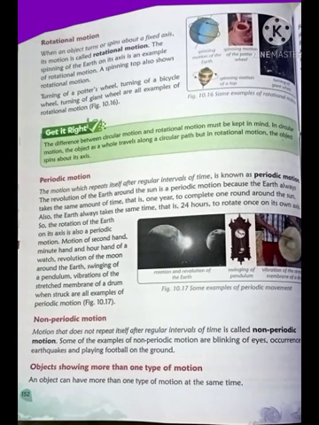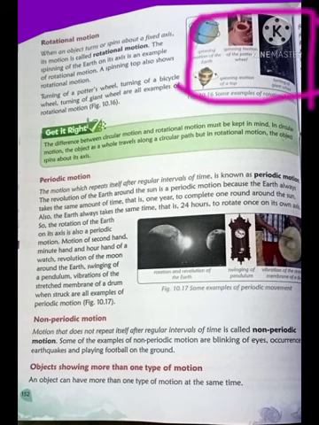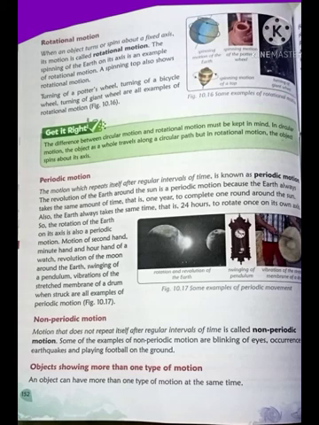Rotational motion. When an object turns or spins about a fixed axis, its motion is called rotational motion. The spinning of the earth on its axis is an example of rotational motion. A spinning top also shows rotational motion. Turning of a potter's wheel, turning of a bicycle wheel, turning of a giant wheel are all examples of rotational motion. Figure 10.16. Some examples of rotational motion.